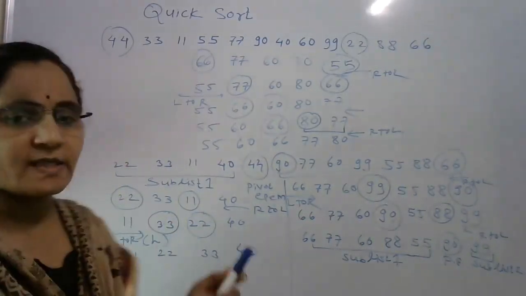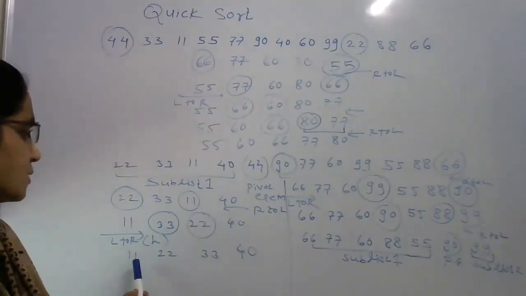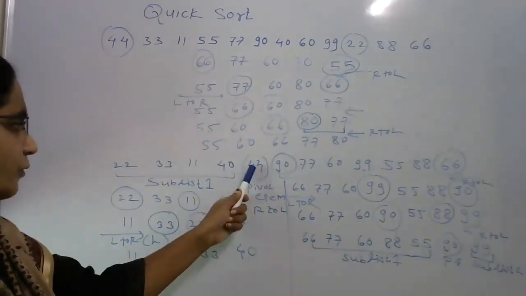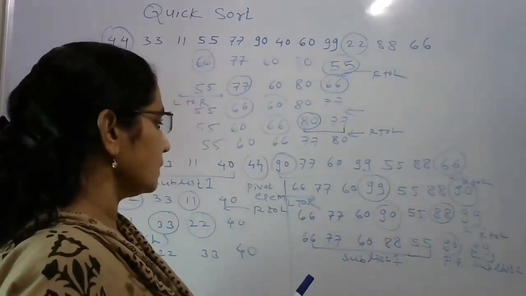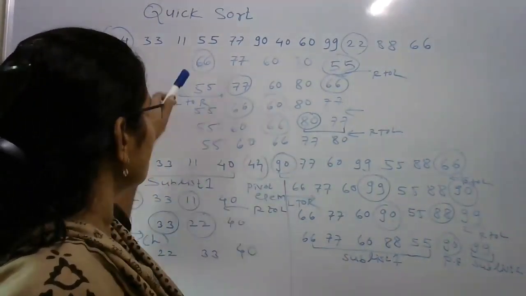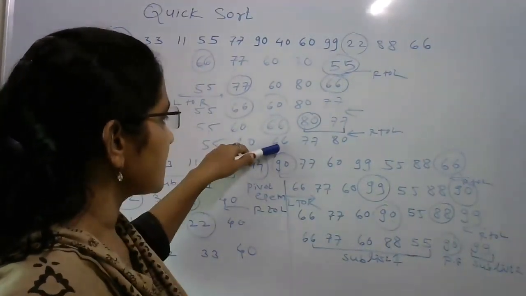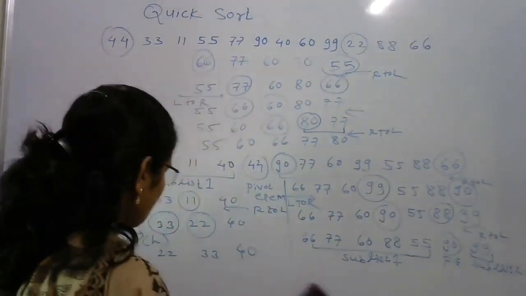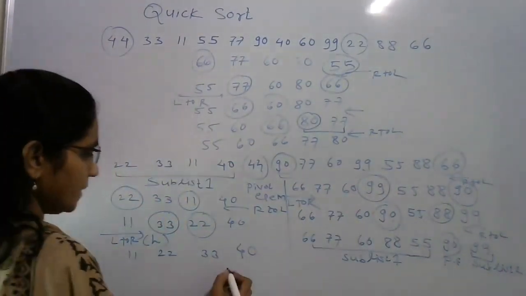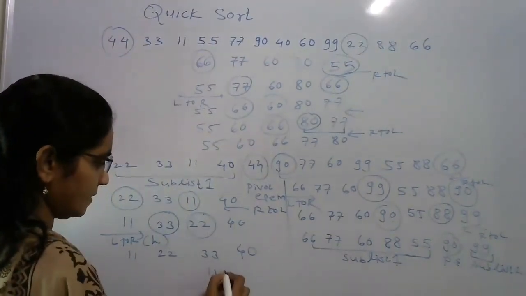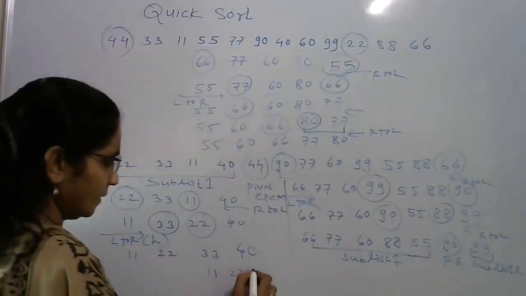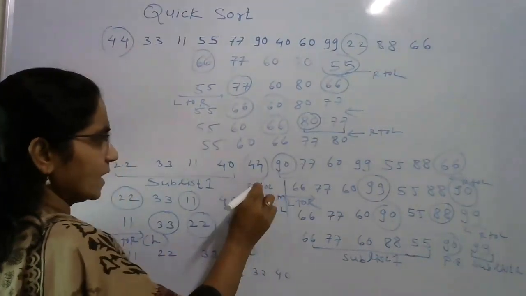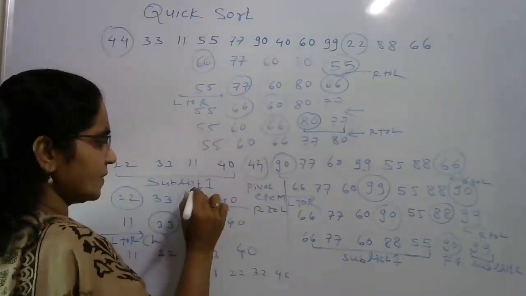All the subproblems get sorted. See, this is your first sublist. It is sorted: 11, 22, 33, 40, then after that 44. Then for this sublist, you will get the elements as 55, then 60, 66, 77, 80, 90, and then 99. So finally, you will get the sorted list as, see, here I write all the elements: 11, then 22, then 33, then 40, then this is our pivot element, because this pivot element just breaks the whole list into the two sublists, sublist 1 and sublist 2.